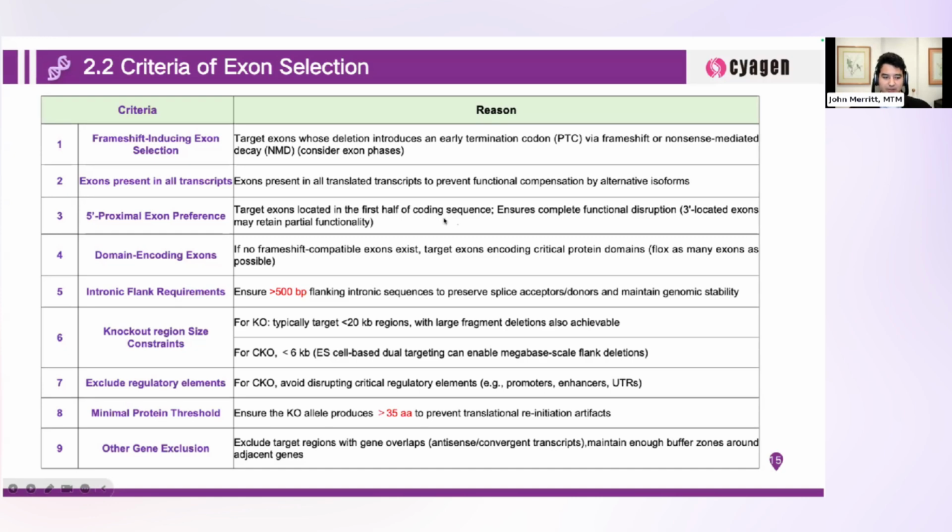We also try to ensure that the flanking intronic regions are still somewhat preserved so we can maintain some genomic stability. And kind of going into criteria 6, we're limited in what we can knock out. If we can knock out the whole thing, we knock out the whole thing, you know? But it's not always achievable given the CRISPR technology. We could certainly do it with ES targeting.